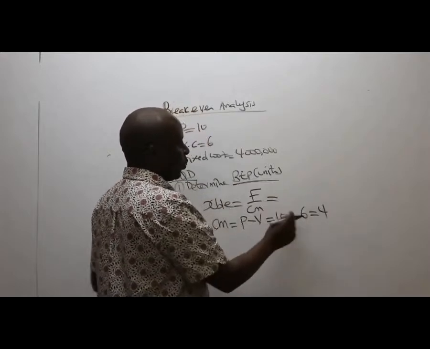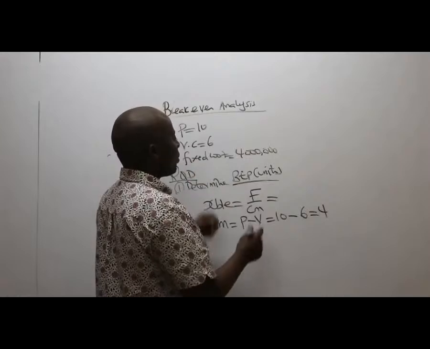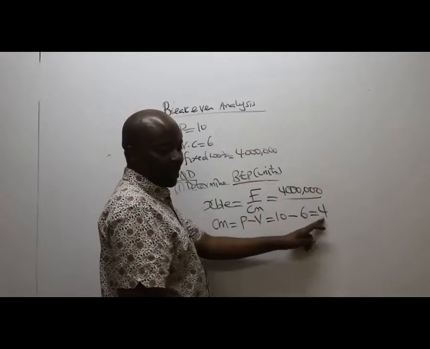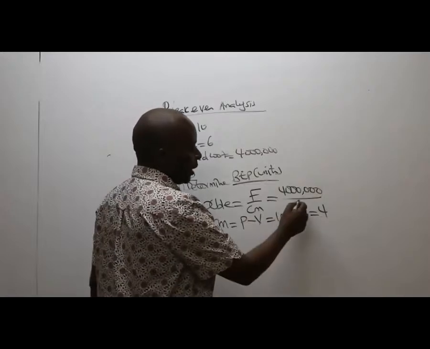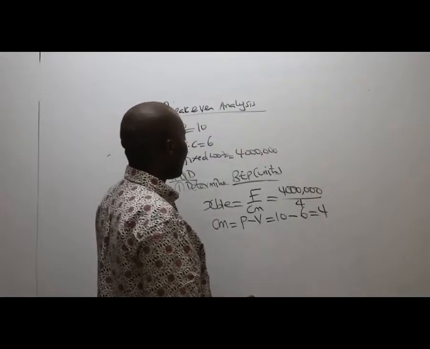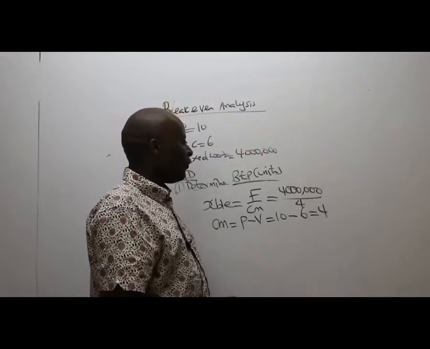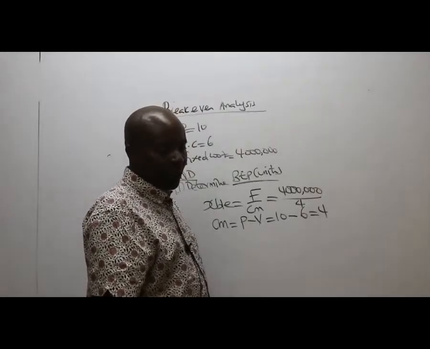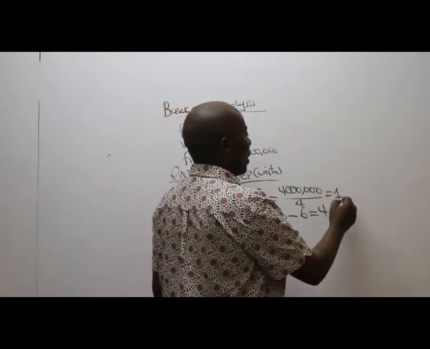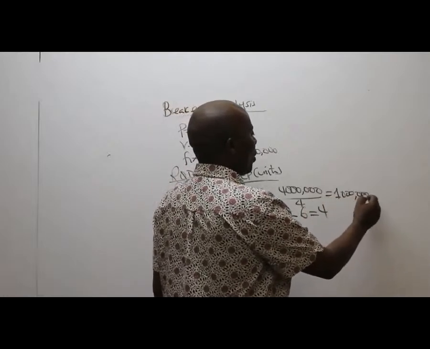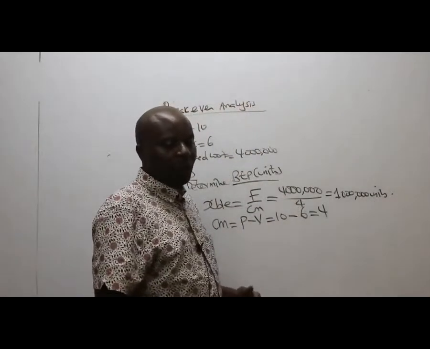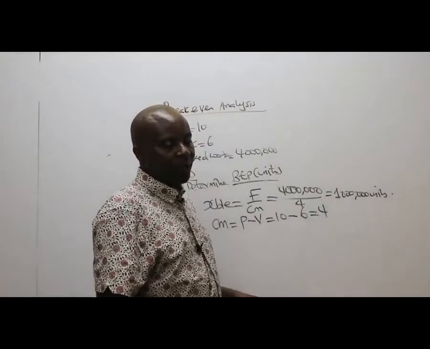And then, of course, we plug in here. The fixed cost is 4 million divided by the contribution margin of 4. So 4 million divided by 4 will give me what figure? 1 million. 1 million units.